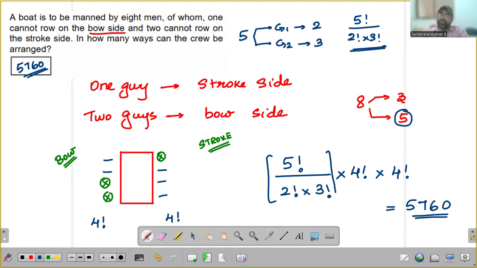So you take care of these 5 who don't have any particular preferences or condition. And then within themselves, the 4 factorial and 4 factorial comes into picture. The total number of ways will be 5760. That is my final answer. Okay, make a note of this. Let us now go to the next question. We have completed 8 questions so far. Let us now go to the next one.